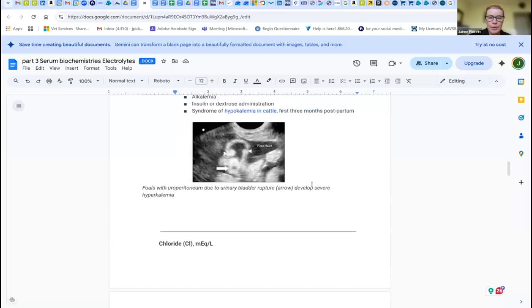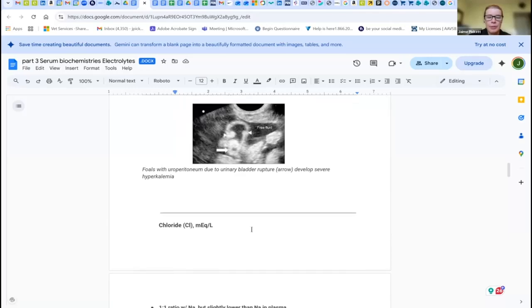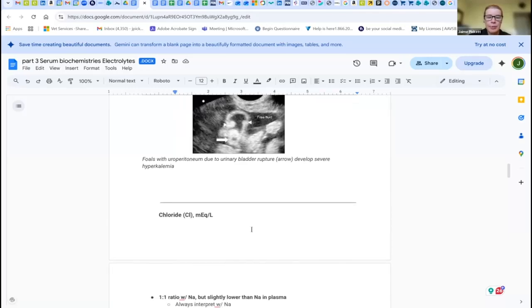So you have the picture of the uroperitoneum due to urinary bladder rupture, as you can see here. And of course, like we talked about, developing severe hyperkalemia.